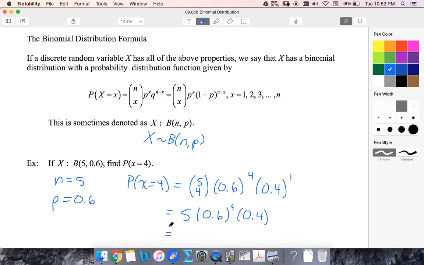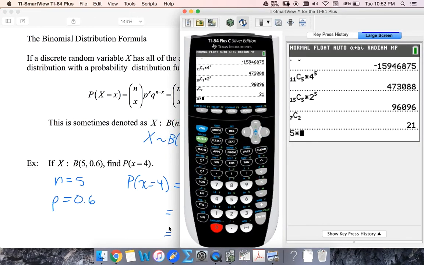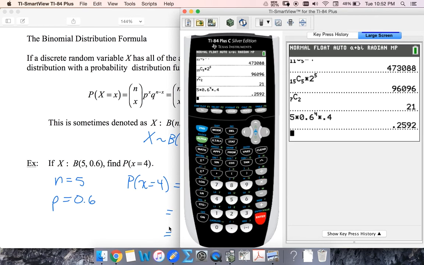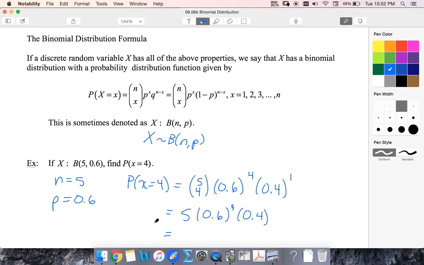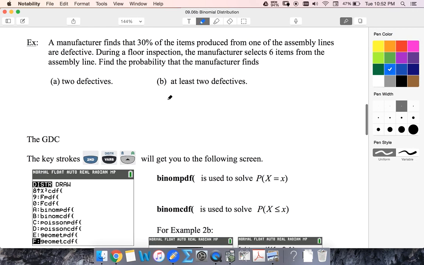So put it in our calculator. We've got 5 times 0.6 raised to the 4th, and then times 0.4, which is 0.2592. All right, so that's how we use our binomial distribution. I'm going to come back again and show you with a word problem.